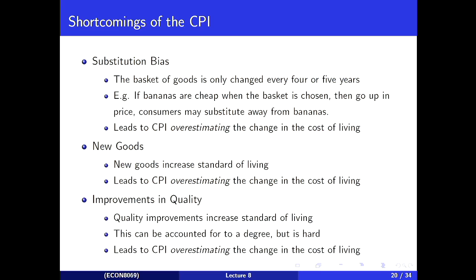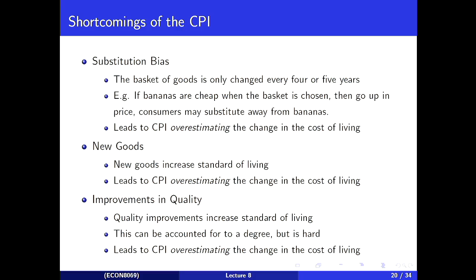And lastly, and then we'll do questions, is improvements in quality. Quality improvements do increase standard of living. If you just have better stuff now, that increases standard of living. You can account for this to a certain degree, but it's difficult. In any case, we're going to think of this as leading to the CPI again overestimating the change in the cost of living. Because if our services are just better than they were, then our standard of living has increased. Another way of saying that is our cost of living has fallen, but the CPI isn't taking that into account. Because it's just saying, previously you purchased a phone, and now you've purchased a phone, and it's a much better phone. It's an improvement in your standard of living, but it's still just a phone.